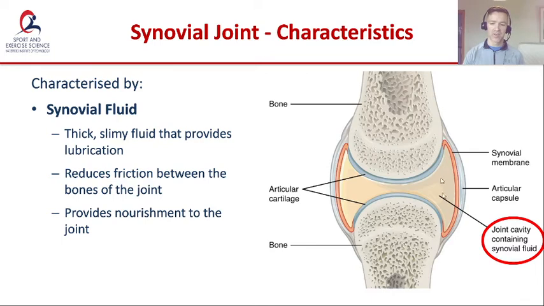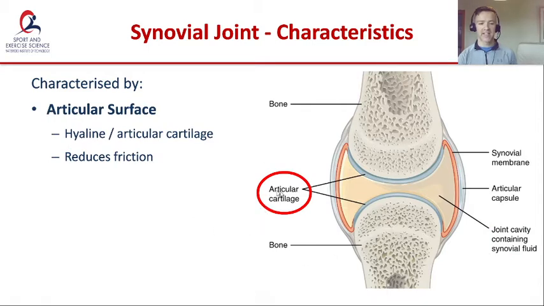So we've got the joint cavity, which is the space inside the articular capsule where the 2 bones meet, and that is full of synovial fluid that is secreted by the synovial membrane that is part of the articular capsule. The purpose of that synovial fluid is to reduce friction between the bones of the joint, and it also provides nourishment to the joint.